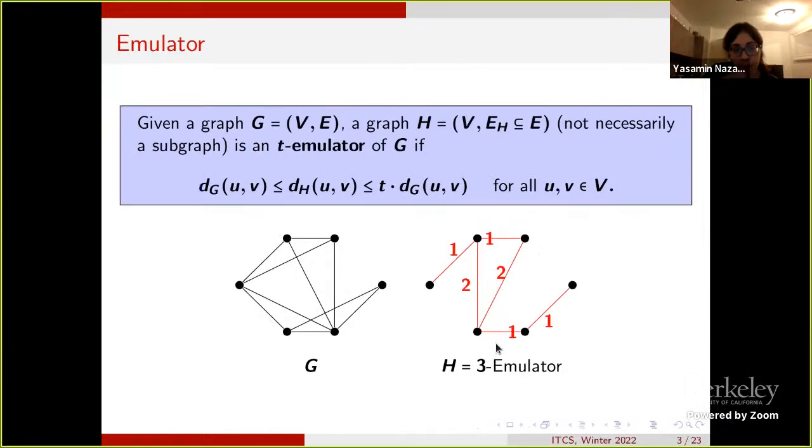Okay, so what is an emulator? An emulator is similar to a spanner, but it does not have to be a subgraph. So still for all nodes, we want to preserve the distances up to a factor t. And the difference here is that we're allowed to add edges. So for example, you see a graph G here, and you see a tree emulator, and you see that we could add some new edges here.